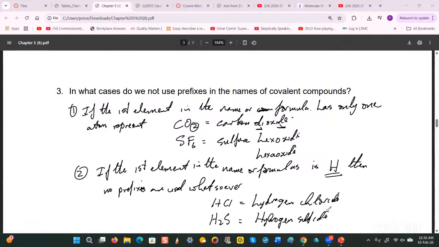So those are the only two exceptions when it comes to naming binary molecular compounds. One, if the first element has only one atom represented in the formula, then you do not use mono to indicate the number of that particular atom. And secondly, if the first element is hydrogen, then no prefixes are used for either hydrogen or the other element. That's basically the two exceptions that you need to be aware of. Apart from that, you need to use prefixes otherwise. So let me clear this here and scroll down.